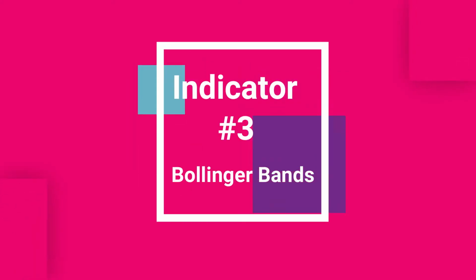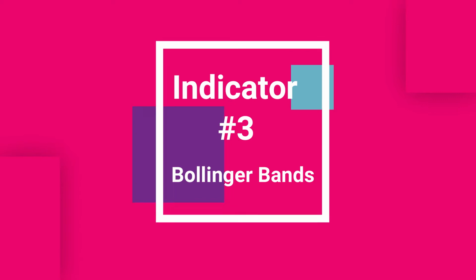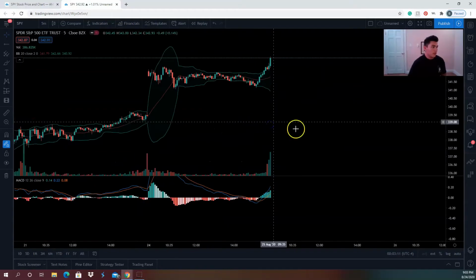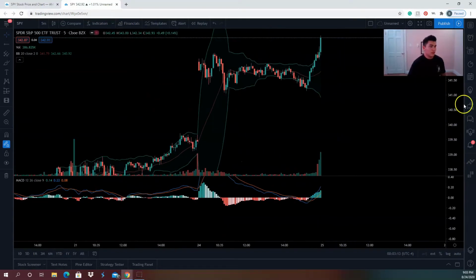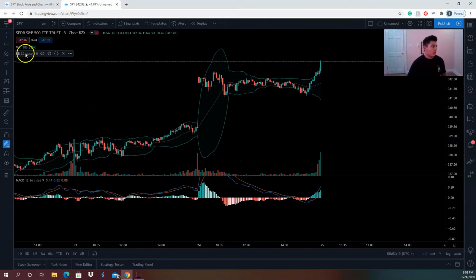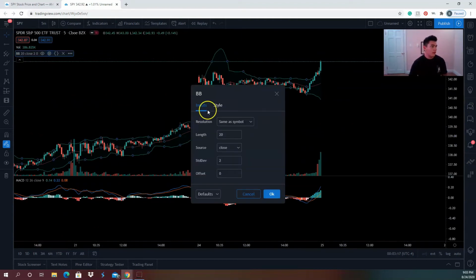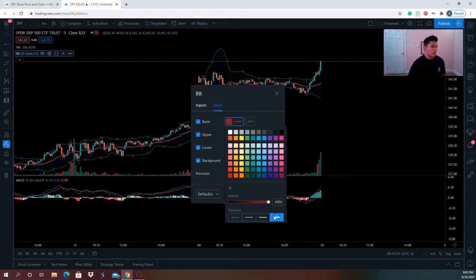Bollinger bands. So let's go ahead and add them. And at this point we're going to be adding, I like the 50-day moving average. So I'm going to click on BB. I'm going to go to style. First off, I want to change the red one. I want to make it nice and thick so that I can see exactly where the 50-day moving average is.